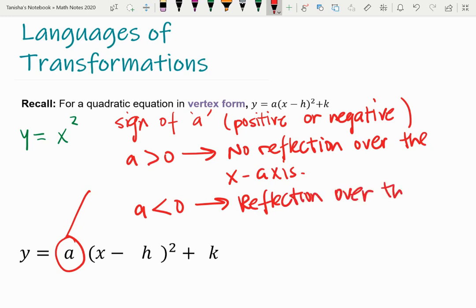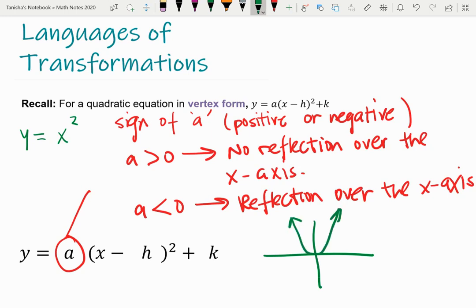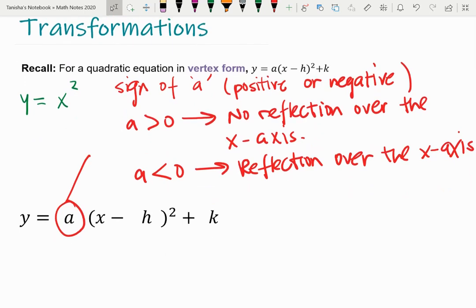over the x-axis. And it's critical for us to distinguish a reflection over the x-axis versus a reflection over the y-axis. That is possible, but we are only considering what a does when its sign is negative, and that is flipping our parabola over the x-axis. So for instance, if we have a parabola that opens upwards, then applying a reflection would flip it over the x-axis. And again, this is just a review of what we've covered already. So that's the sign of a.